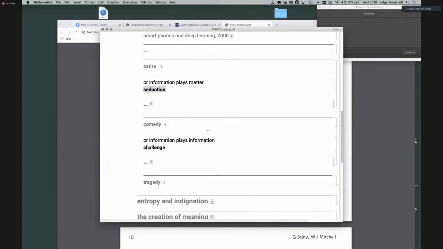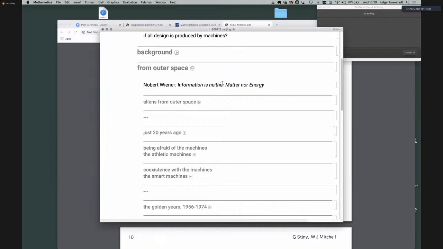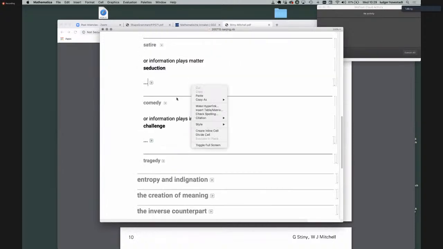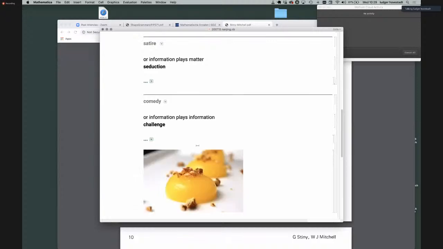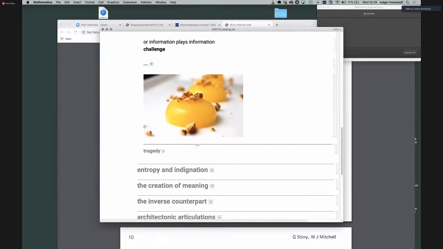If information plays information, so if it's neither matter nor energy, this is an interesting setup. Information plays information. This then, I would say, is not seduction, it's challenge. And we have this kind of molecular kitchen. So things you have never seen, you never ate before because it's synthetic. So it's playing super artificial and sophisticated. This is what I think is interesting with information, that you get friends with the aliens.